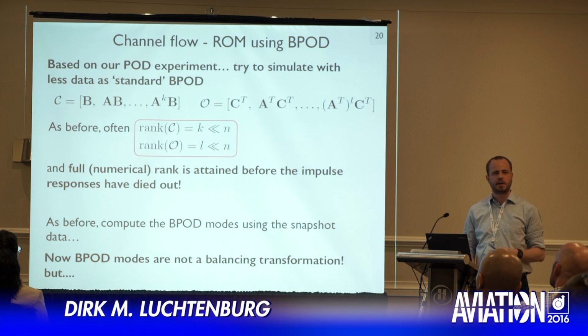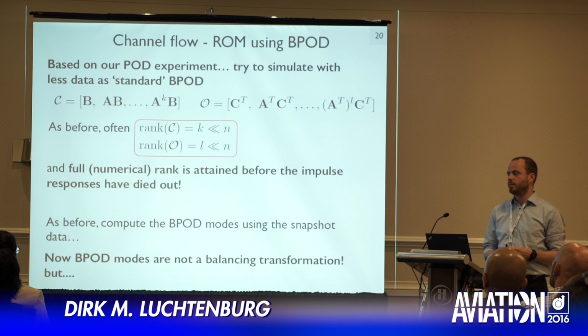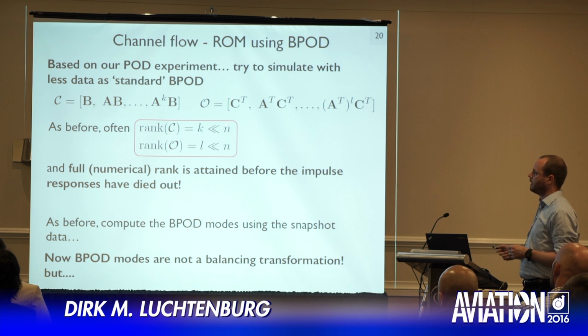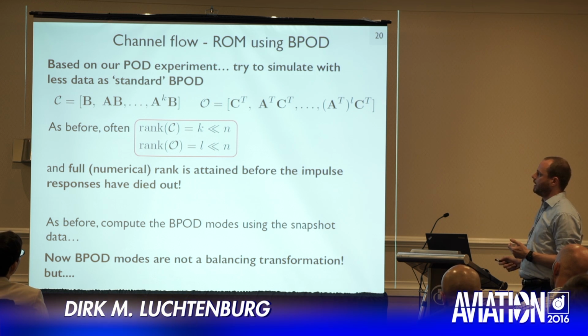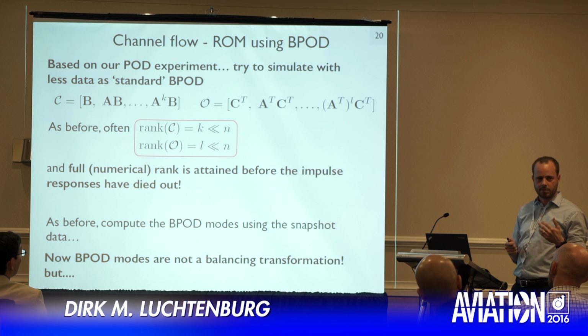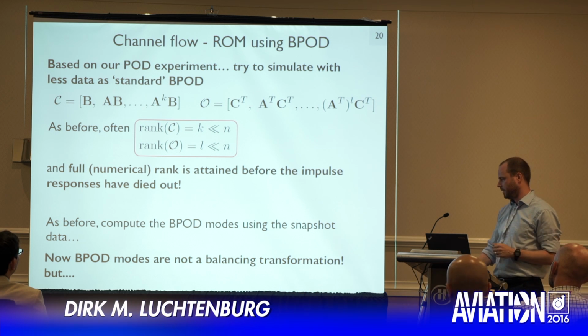Now the cool thing is you can use a similar approach for the standard BPOD procedure. You can build up your impulse responses, so this is of the primal system, and then you do this also for the adjoint system. So this is the impulse response of the adjoint system. If you look at the rank of these two matrices, then you can basically say, okay, my rank is saturated, I have enough snapshots, I can stop and compute a reduced order model.